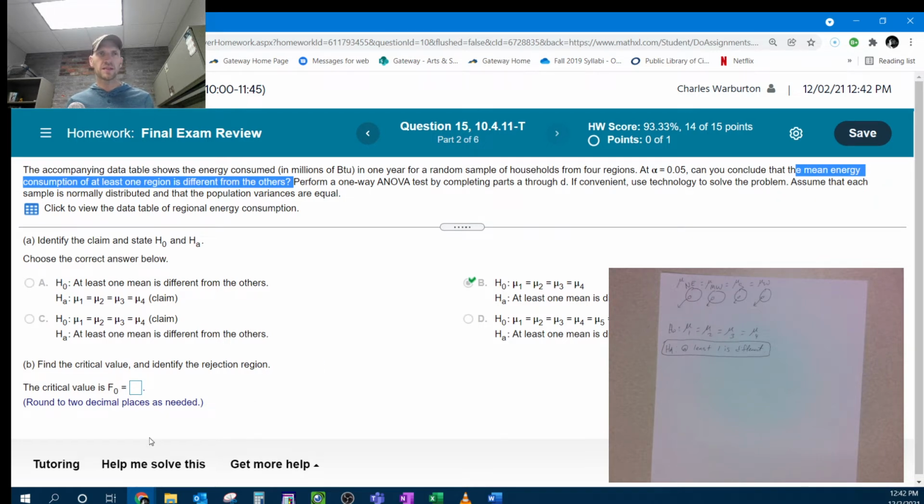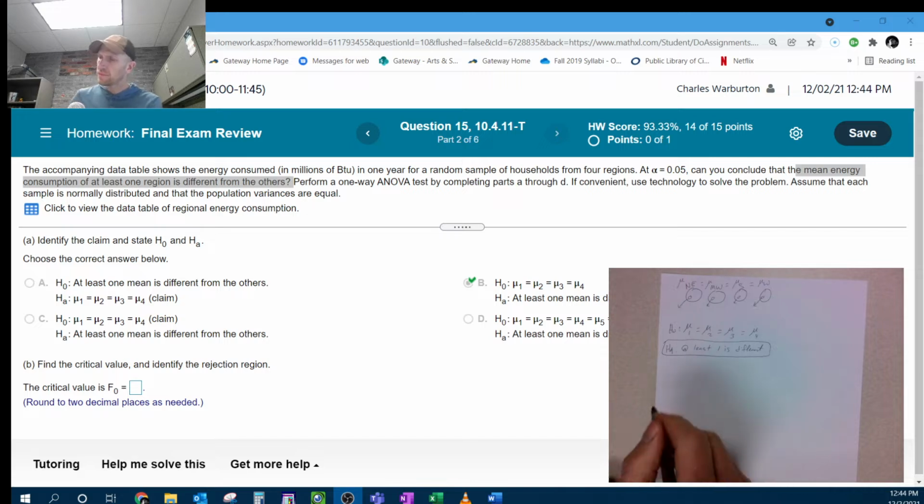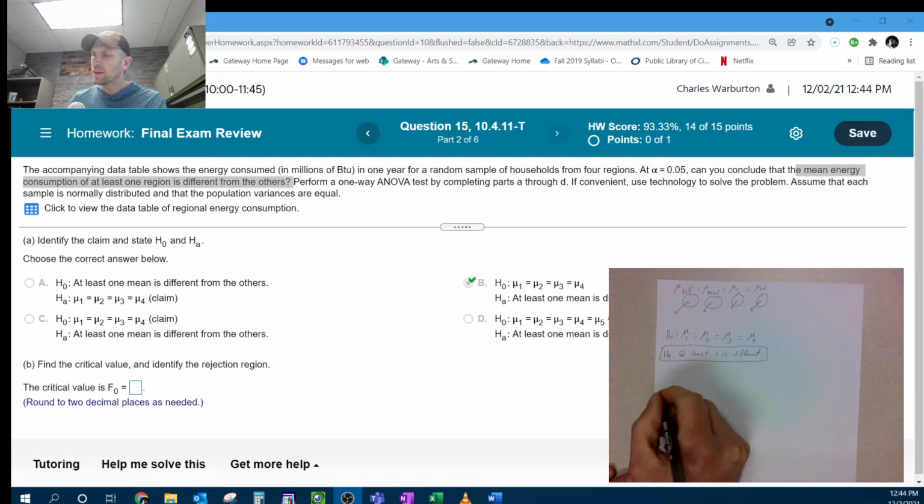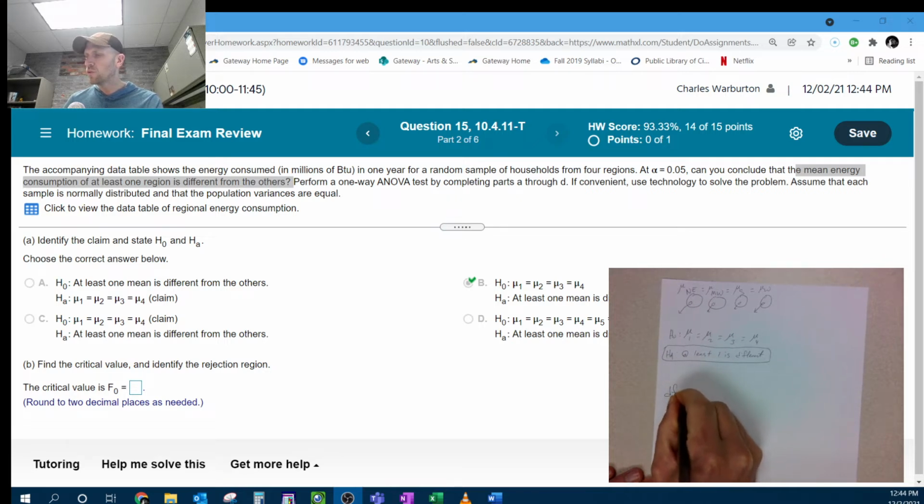All right, next, the critical value. To find the critical value, we're going to have to do something a little bit different, because we're used to finding critical values on tables, but for this one it's a little bit different. How we find the critical values is you have to find the degrees of freedom for the numerator and the degrees of freedom for the denominator. For the numerator, they say k minus 1, where k is the number of groups.